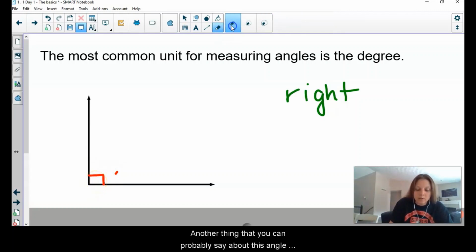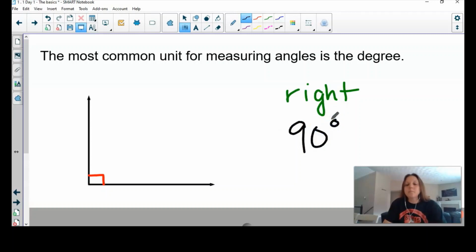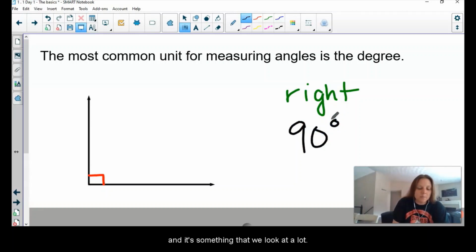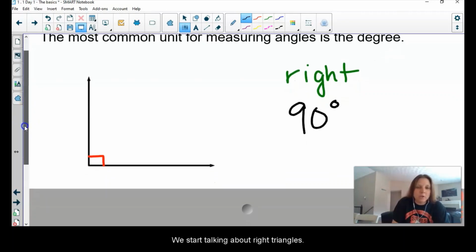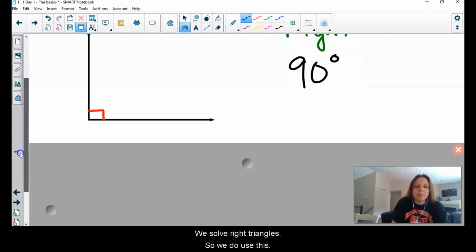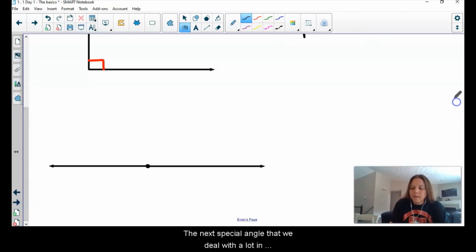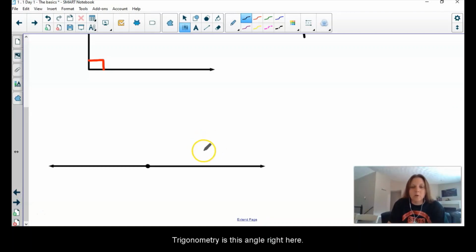Another thing that you can probably say about this angle, and many of you are probably thinking of it, is that it's 90 degrees. So this is a right angle, it's 90 degrees, and it's something that we look at a lot. When we start talking about right triangles, and we solve right triangles, we do use this special angle a lot. The next special angle that we deal with a lot in trigonometry is this angle right here.